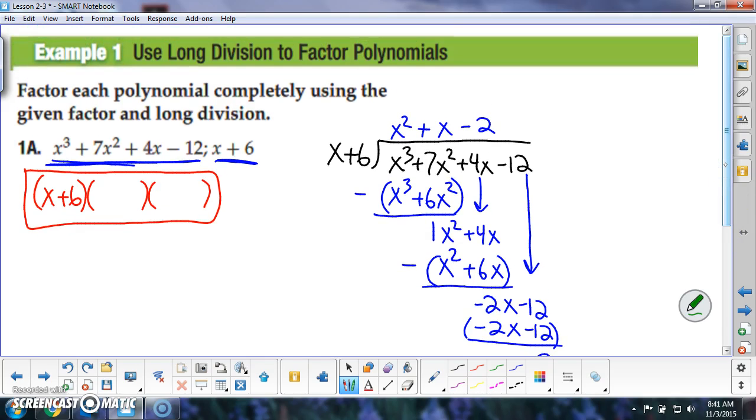So, we're almost done. Now we got to take this guy and factor it. Diamond problem, if you will. It's going to be a +2 and a -1. Those are my other two factors that I was looking for. And there's my final solution, a factored form of that third-degree polynomial.